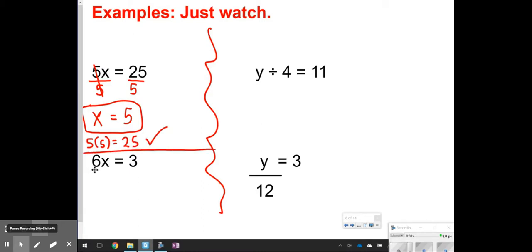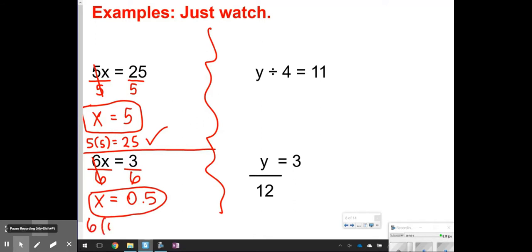Same thing over here. I have 6x is equal to 3. To get x by itself, I have to do the opposite of what's being done to it. Right now, 6 is being multiplied with x, so to undo it, I'm going to divide by 6. 6 divided by 6 is just going to give me 1x, or x. 3 divided by 6 is going to give me 0.5. So 0.5 would be my answer.